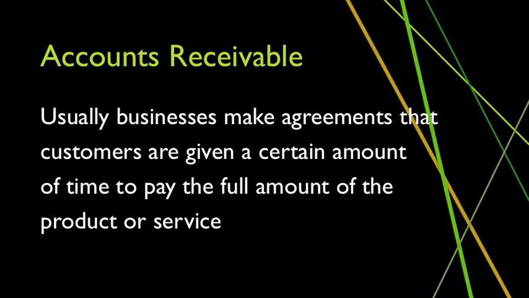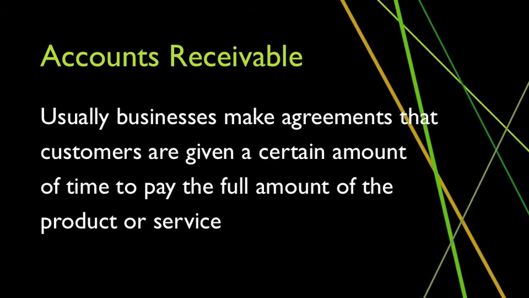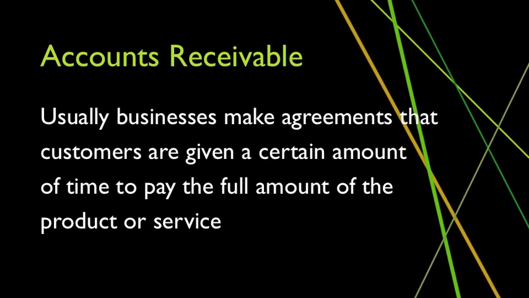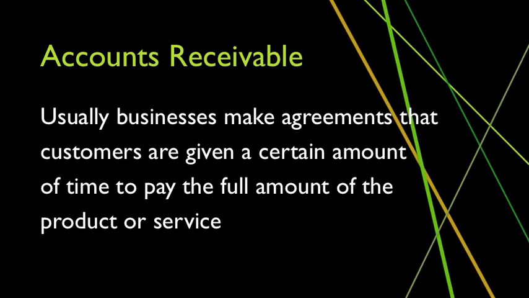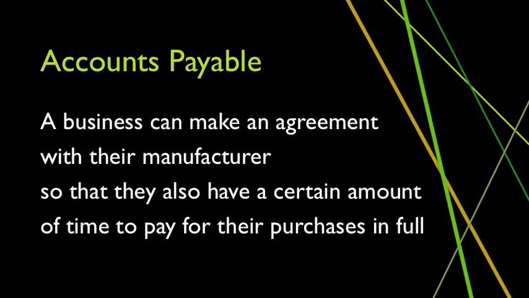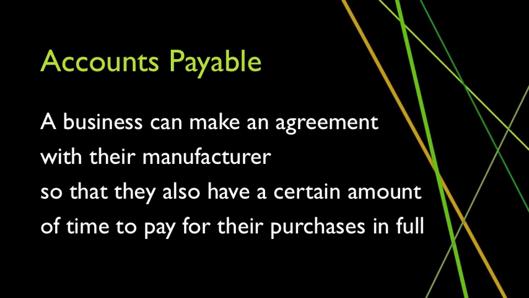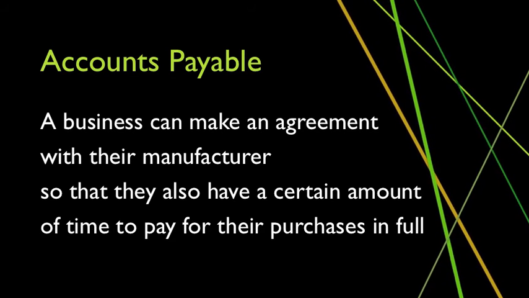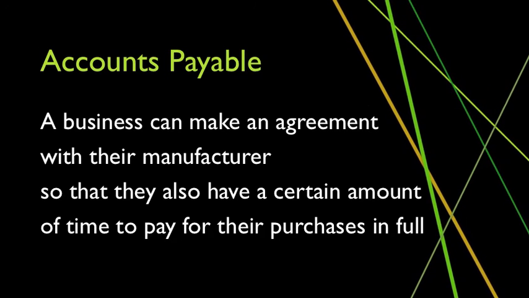Usually, businesses make agreements that customers are given a certain amount of time to repay the full amount of the product or service. This is called accounts receivable. Similarly, businesses make agreements with their manufacturers so that they also have a certain amount of time to pay their purchases in full. This is known as accounts payable.